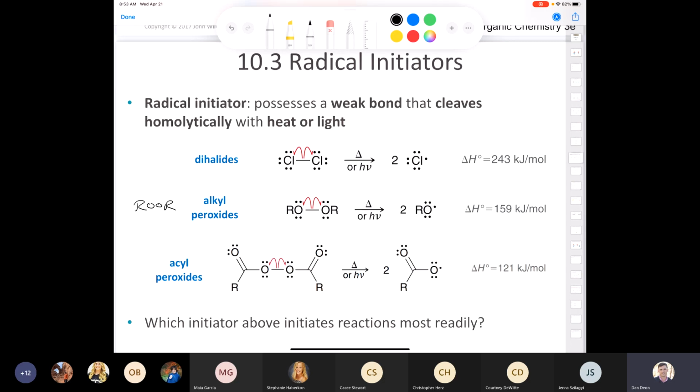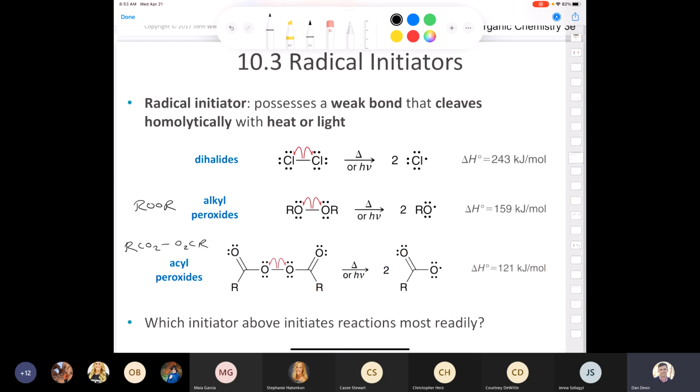So that's a very weak bond, breaks easily. You can do the same thing with an acyl peroxide. So for an acyl peroxide, you would just say R, CO2, and then O2CR, like that.